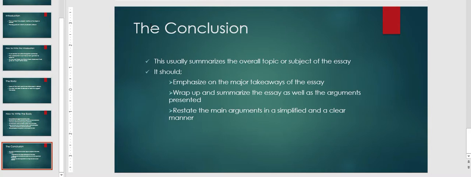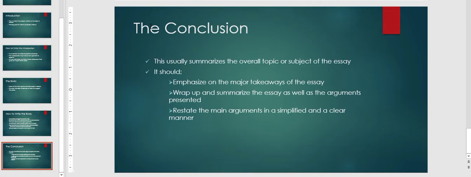Now, your conclusion should, number one, emphasize the major takeaways of the essay. When someone reads the last paragraph of your essay, we must see a summary of what has been discussed in the body. And so your conclusion must emphasize the major takeaways of the essay. Number two, you should wrap up and summarize the essay as well as the arguments presented. Do not leave your essay hanging.